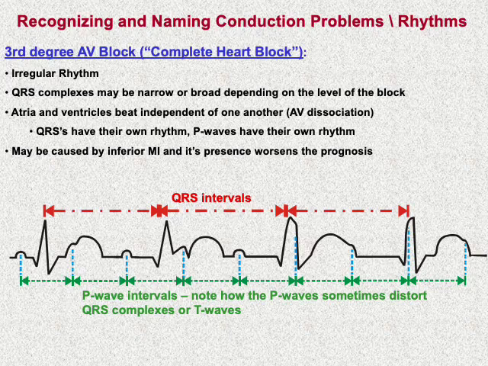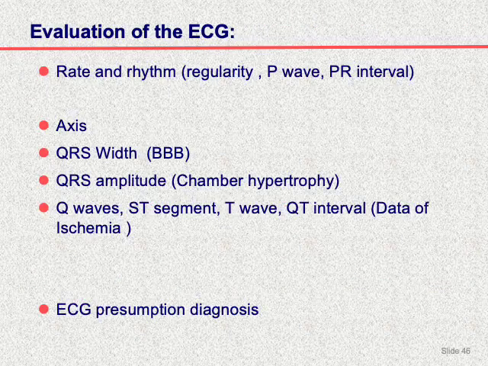So this is the third degree AV block, complete heart block, and usually this requires a pacemaker or insertion of a pacemaker. So this is a summary of evaluation of the ECG: the rate and rhythm is the first item. Second item is the QRS axis. This is A, and then B, bundle branch block or QRS width, and then C, chamber hypertrophy, QRS amplitude together with the P wave assessment. The D, which is the data of ischemia, includes the Q wave, ST segment, T wave, and QT interval.